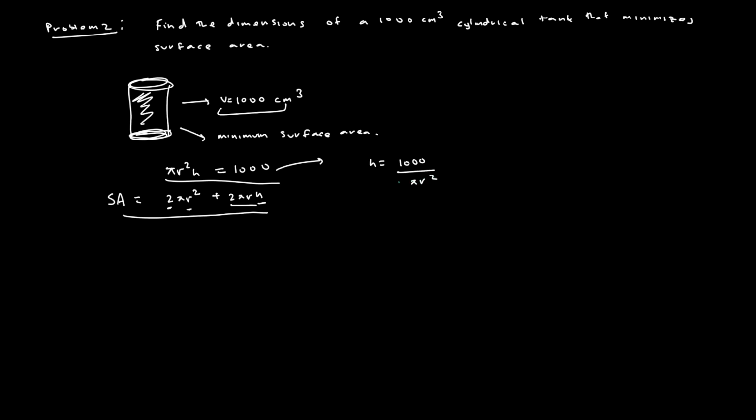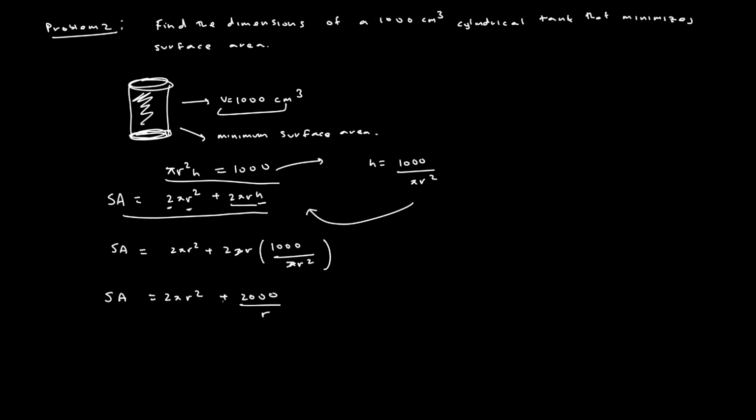And then I can use that value for h and plug it in here, and now I'm only getting one equation. So I get surface area is equal to 2 pi r squared plus 2 pi r times 1,000 divided by pi r squared. And then after some simplification, I get 2 pi r squared, you can cancel these, and then I get plus 2,000 divided by r. So that's our surface area. And essentially, we want to find the minimum value that this equation takes on, right?